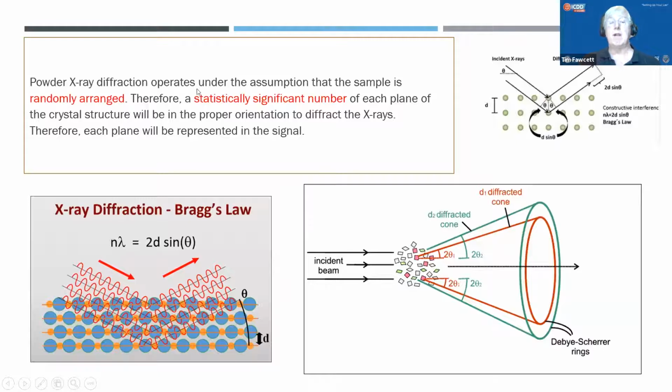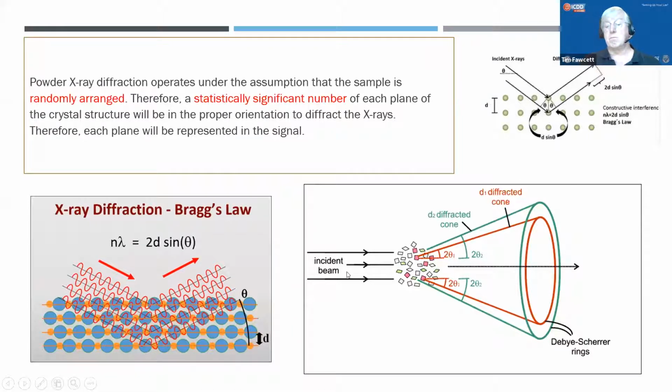Now, X-ray powder diffraction operates under the assumption that the sample is randomly arranged and we have a statistically significant number of each plane in the crystal structure that's in the proper orientation. And the proper orientation is very important. That is, the proper orientation is a result of Bragg's law, where we get diffraction and we get constructive interference when we have uniform spacing between our interatomic layers, and that comes out at a specific angle.